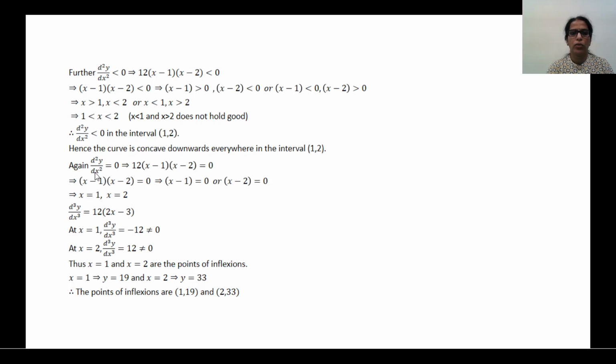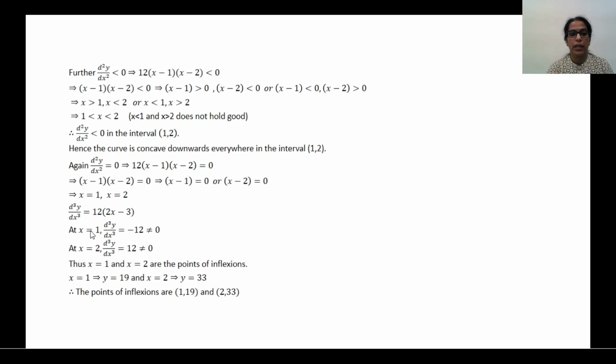Okay. So, now find out the third derivative of this. We already have the second derivative, that is nothing but this much. So, find out the third derivative. It's 12 into (2x minus 3). Okay. Now, we have these 2 points. We'll find out the point of inflection.